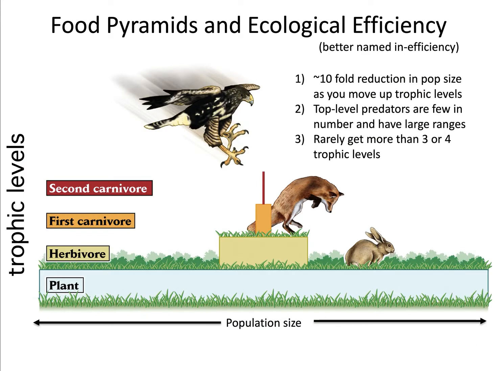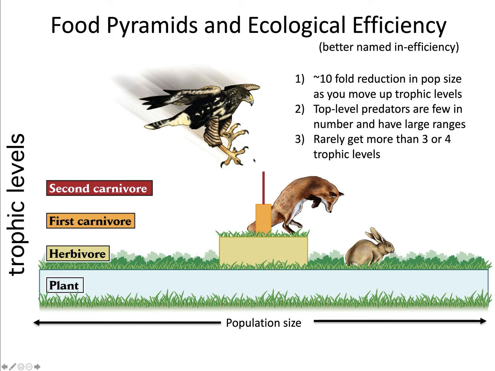And so this idea of food pyramids and ecological efficiency, or better named inefficiency, is basically when we look at different trophic levels from primary producers all the way up to secondary carnivores. So these sort of sideways bars here represent the typical population size that we'll see as we move up a food chain. And typically you'll see a 10-fold reduction or greater in population size as you move up trophic levels. Typically, top-level predators are few in number and have really large ranges.